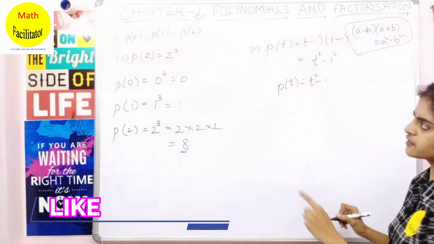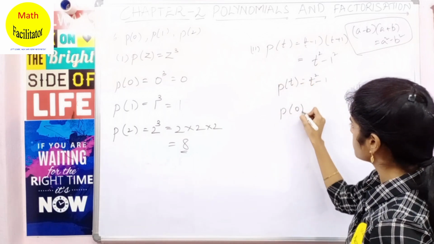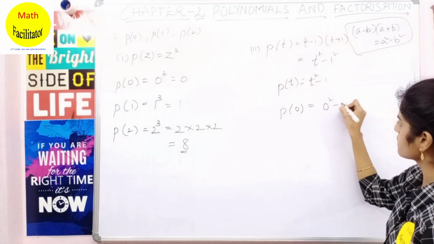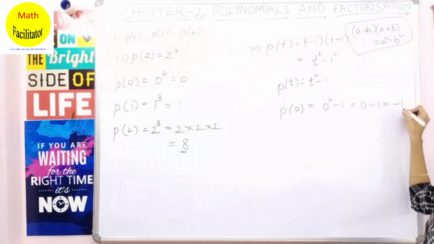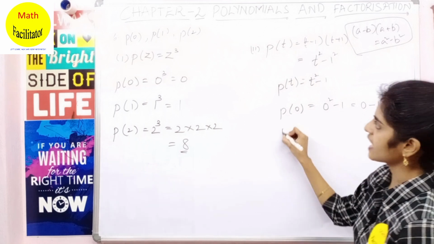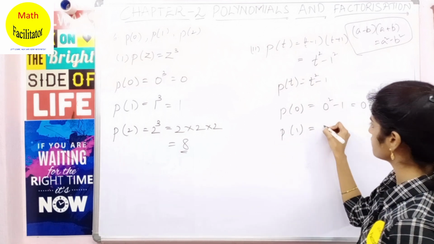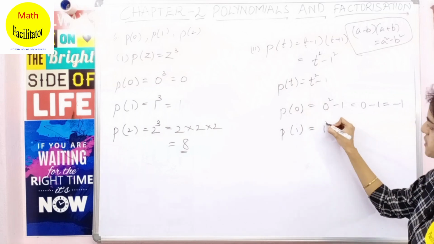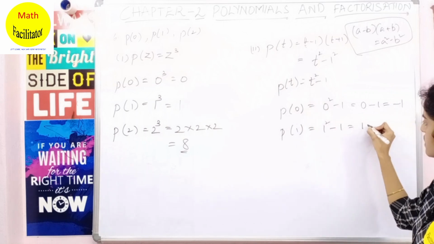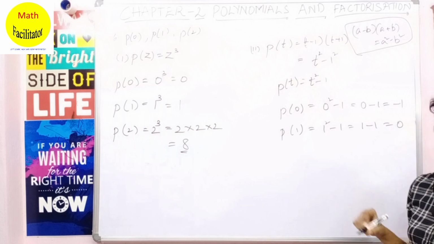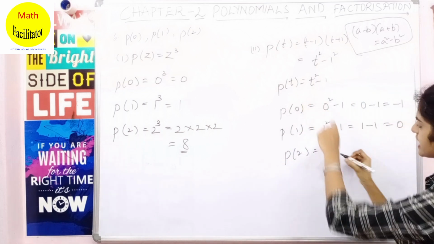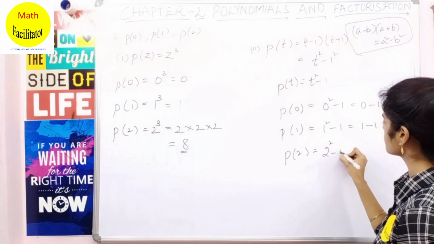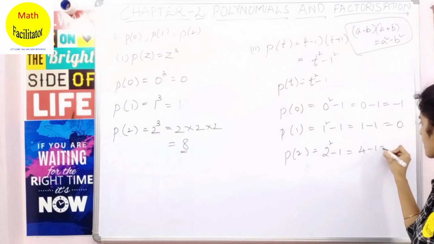Okay, now you have to find p of 0. P of 0 is nothing but 0 square minus 1. 0 square is nothing but 0 minus 1. So it is minus 1. Okay, now you have p of 1. P of 1 is, in the place of t you will substitute 1. So 1 square minus 1. So it is 1 minus 1 is 0. Okay, now p of 2 is nothing but in the place of t you will substitute 2. So 2 square minus 1, 2 square is 4 minus 1 it is 3.